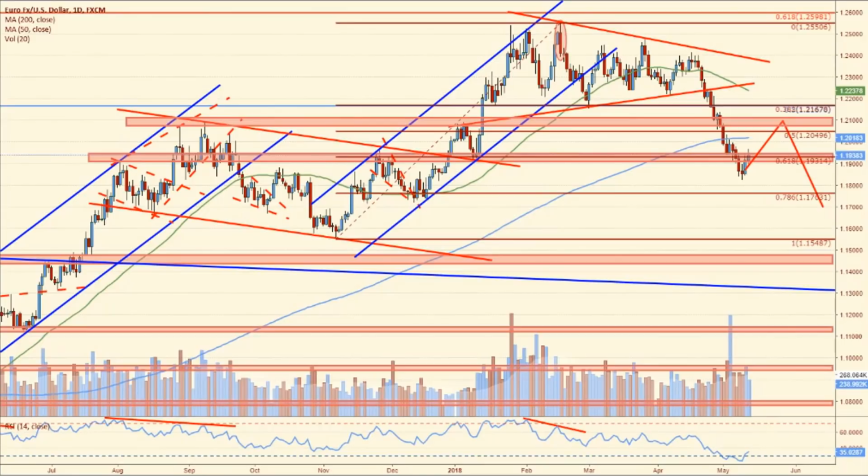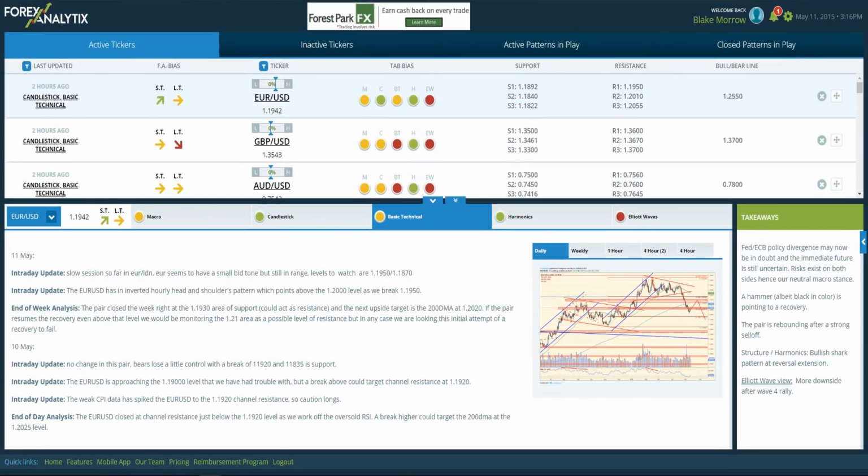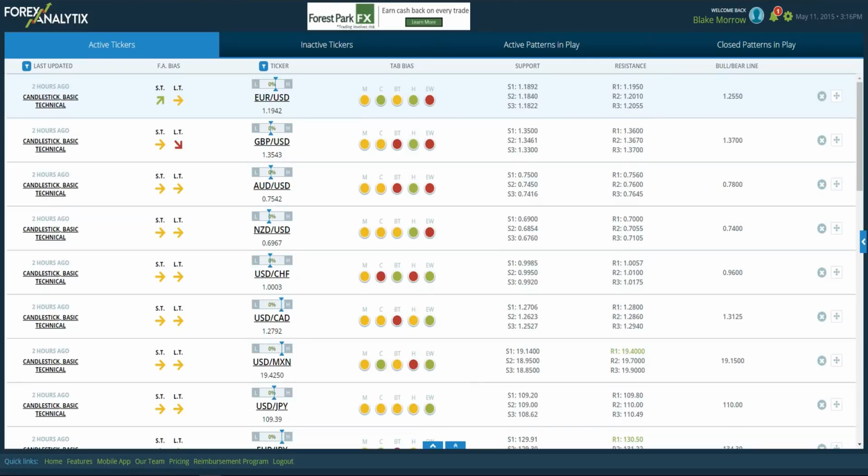Now, before I get into all the other pairs and what may happen and really what I'm specifically looking at, let's talk about next week, because next week is a pretty important week as far as data goes. We have retail sales out of the US.